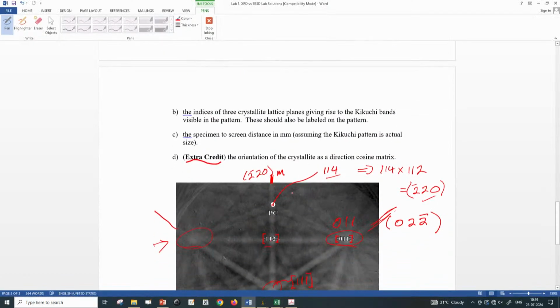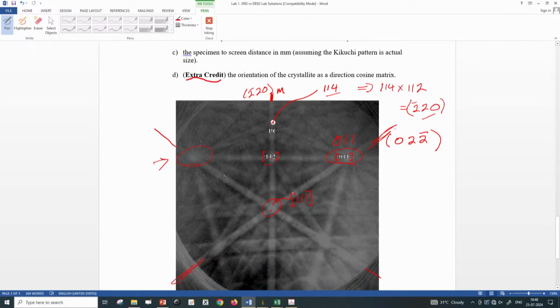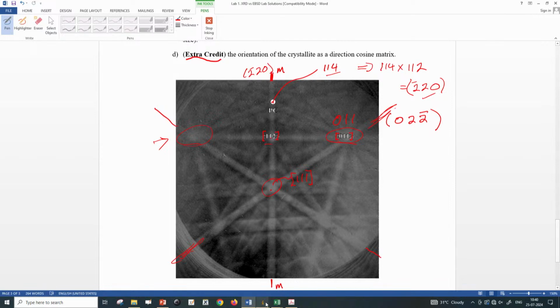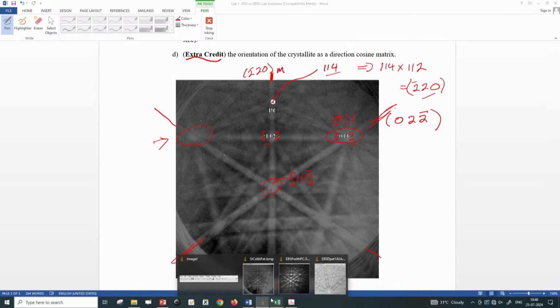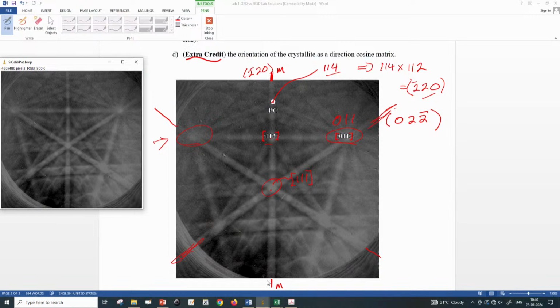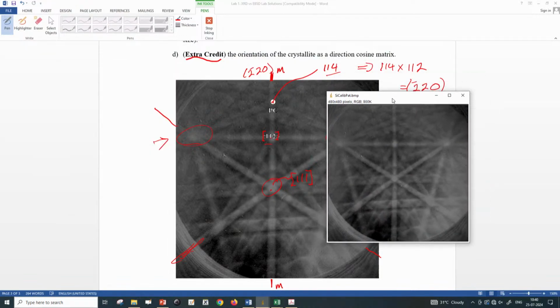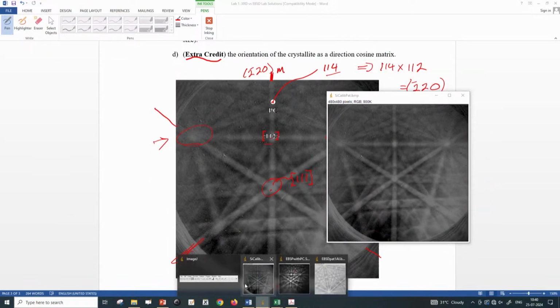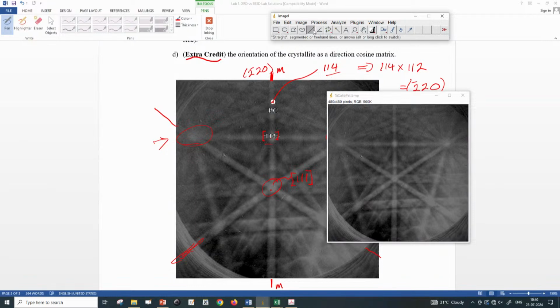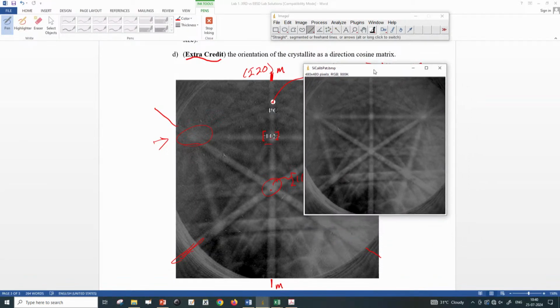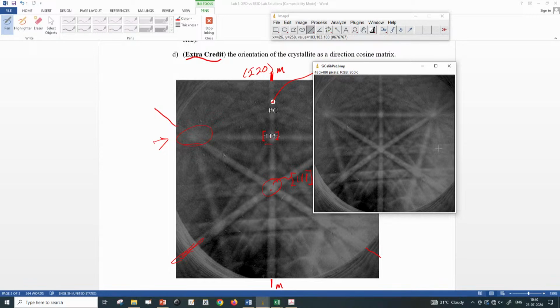Ready? Okay. All right, so we're back. We're playing with this problem that we were dealing with. We have labeled a few more zone axes. We have identified some Kikuchi bands. Now it's asking for the specimen to screen distance. So for that, we're going to go back to ImageJ. Here's our pattern. We're going to take a measurement, and what measurement do I want to take to get a specimen to screen distance?